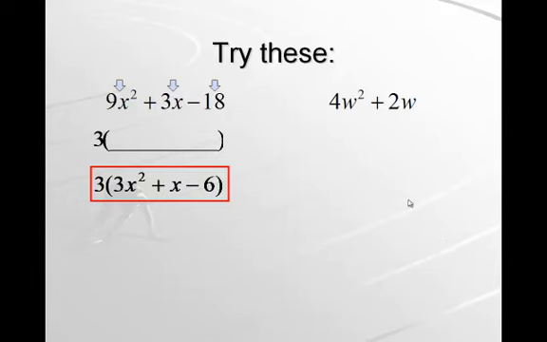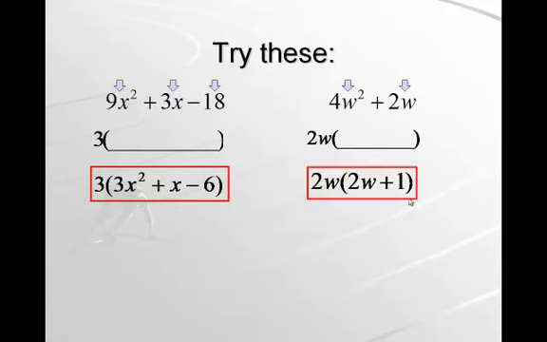On the second problem, 2w is the greatest common factor. I'm going to take it out and put it in front. From our first term, when I take the 4w squared, I'm dividing out by 2w, and that gives me 2w left over. On the second term, 2w divided out by 2w is 1. So I have 1 left over from that second term. Final answer looks like this. 2w in front for the greatest common factor. In parentheses, 2w left over from the first term, plus 1 left over from the second term.